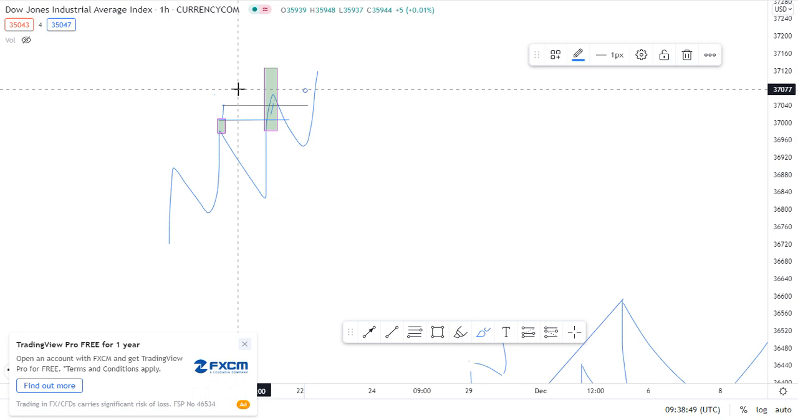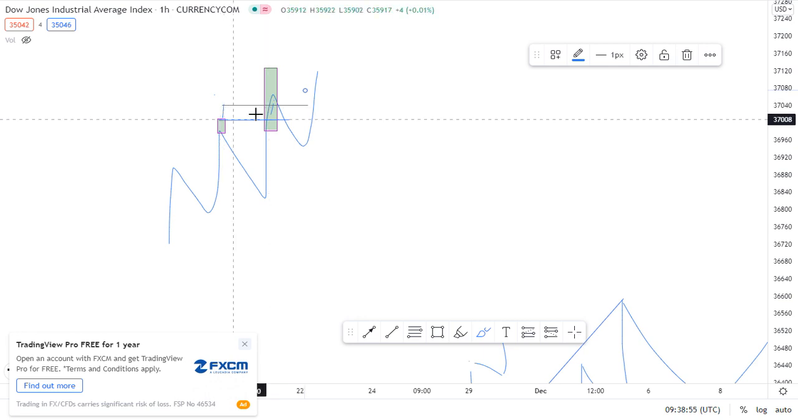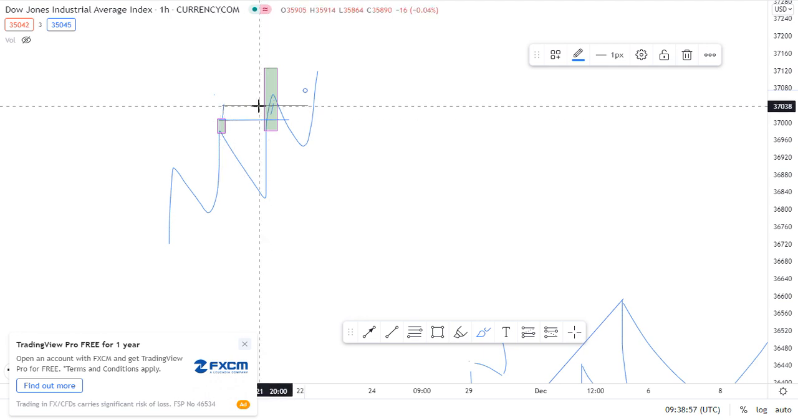If you want to confirm that this is a break, you have to use the wick as your confirmation that yeah, this is a valid break which you could use, or this is a break which you could go with.